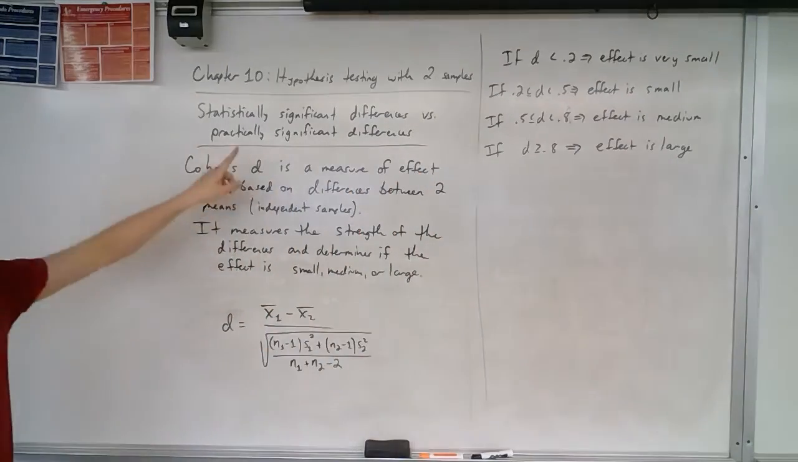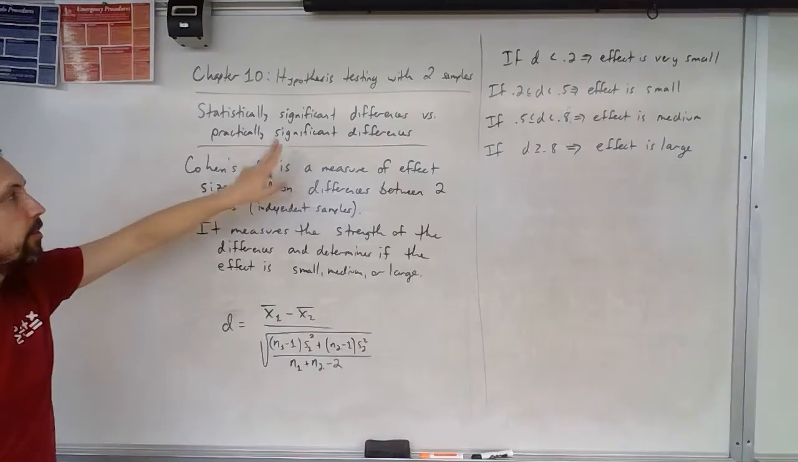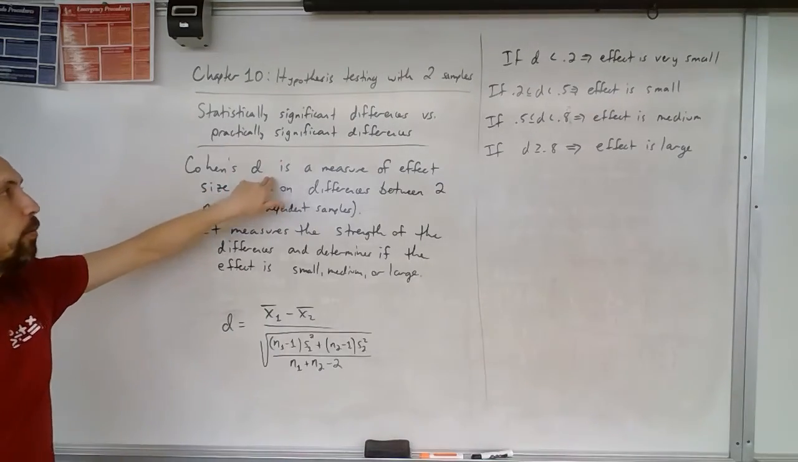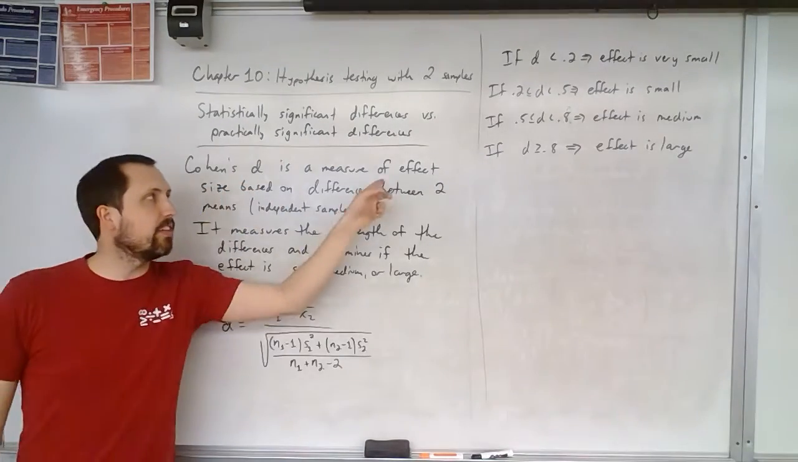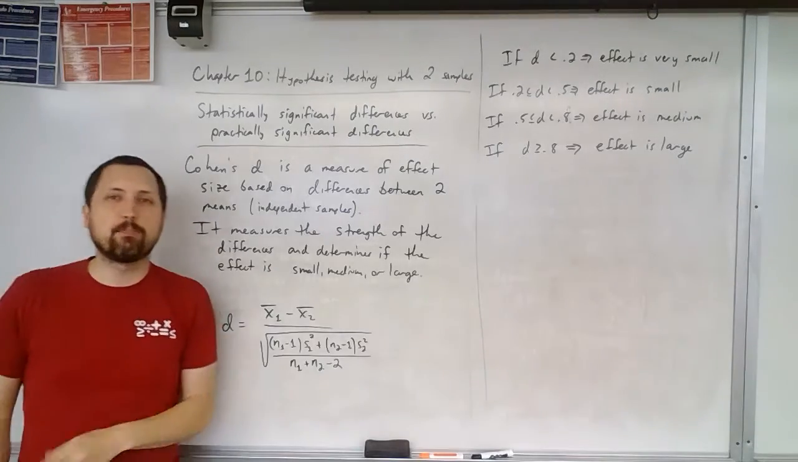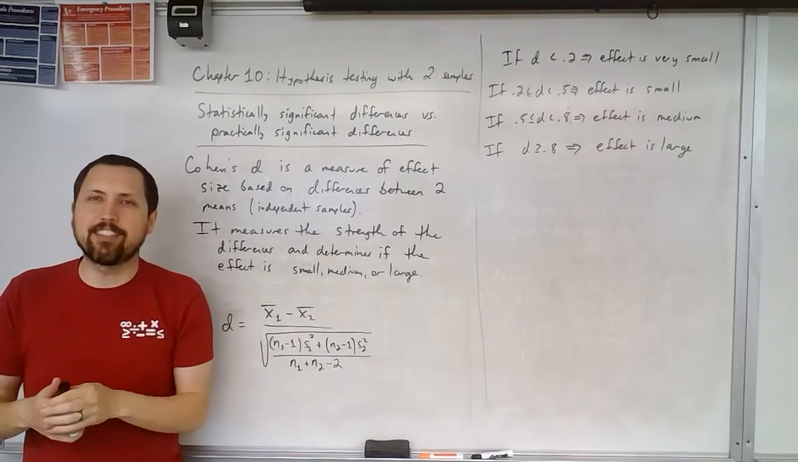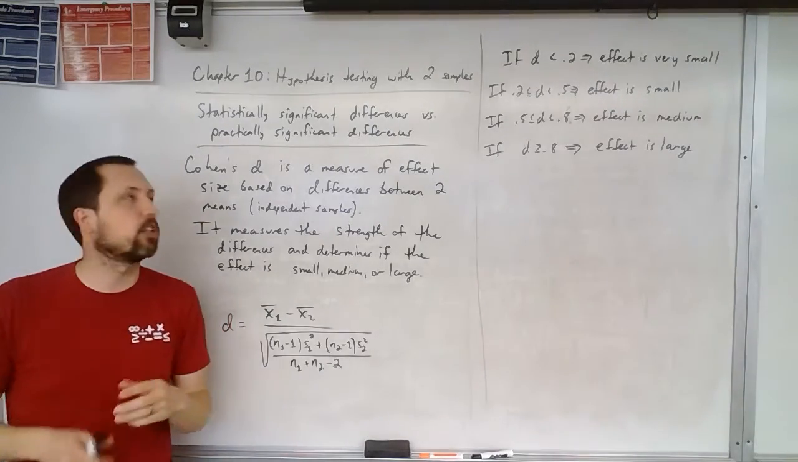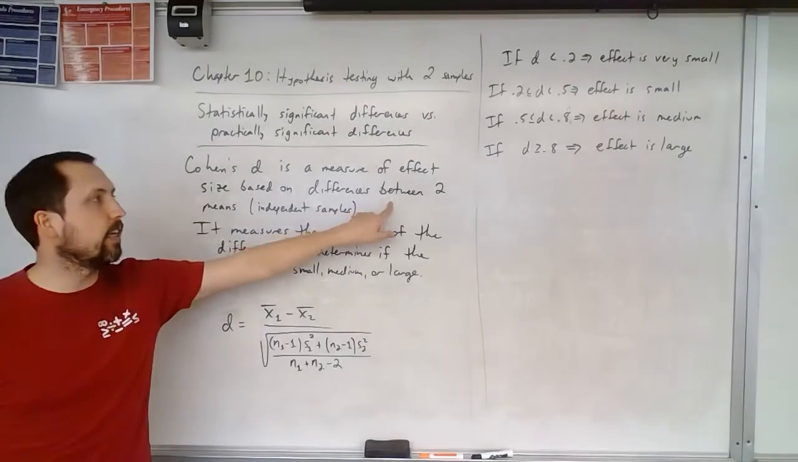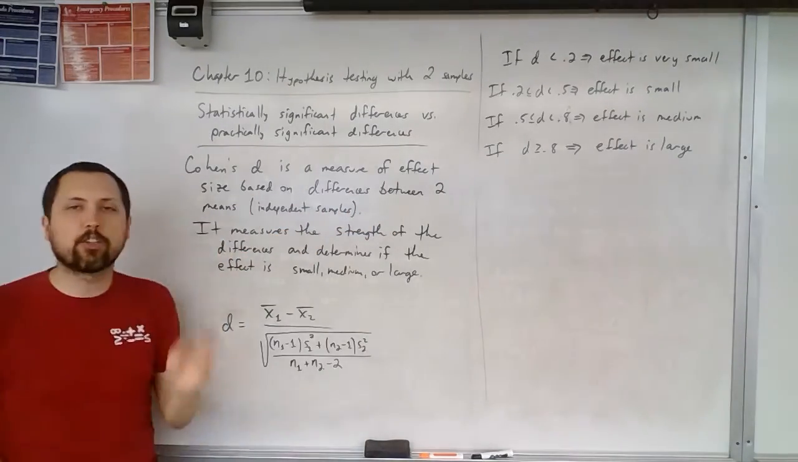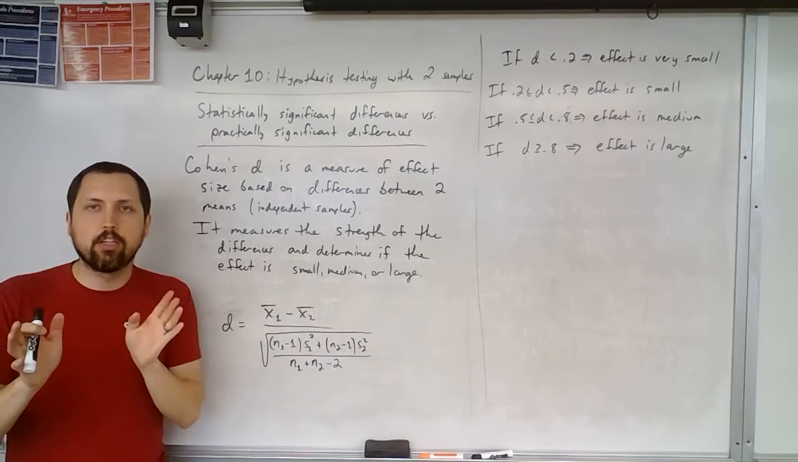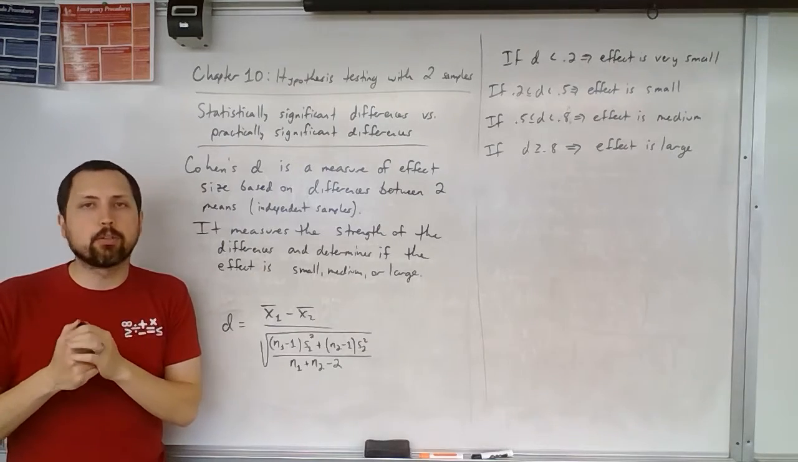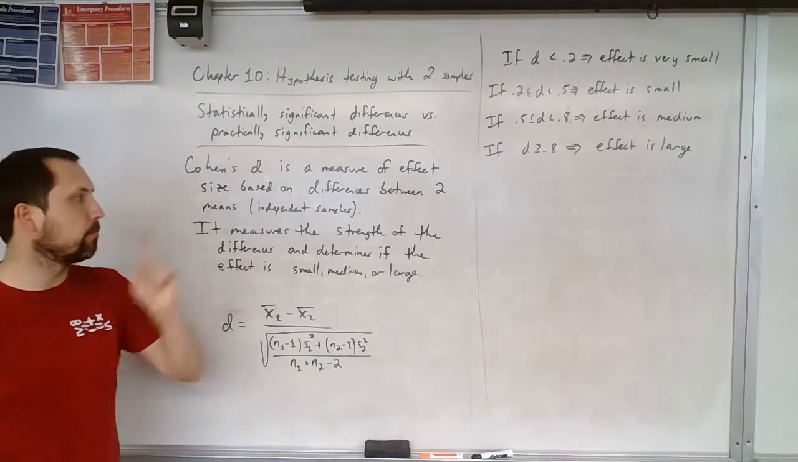So one of the ways to figure out this practical significance is Cohen's d. To see what is the measure of effect size. Basically, what effect does this have? Is it a big or small type of effect? It's going to be based on the difference of two means, and these are from independent samples. So we're not going to look at matched pair samples, and we're not going to be looking at proportions. This is only for means.